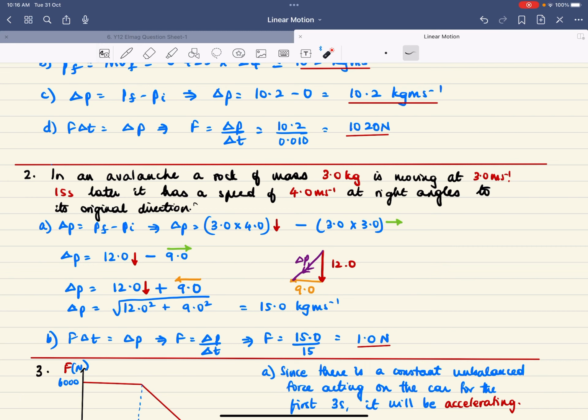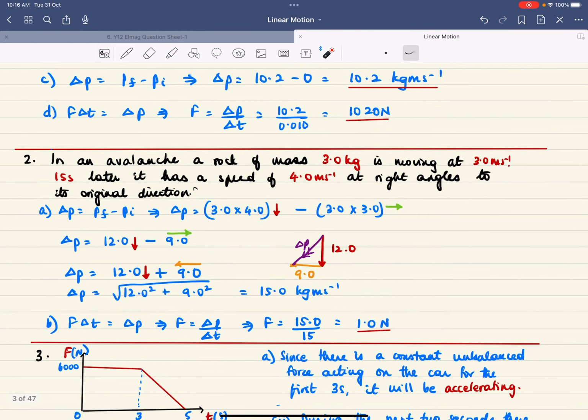and this now translates to a vector triangle where you add them head to tail, and the result, or the change in momentum, goes from start to finish, and the double arrow is your change in momentum. And if you need to find the size of the force, you divide the change in momentum by the time taken.